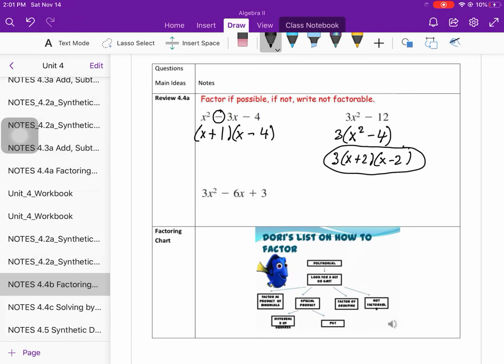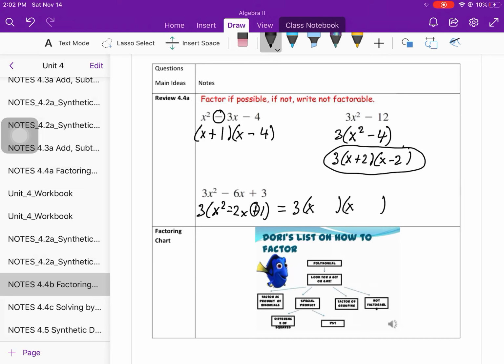And then this one's kind of a combination. Look at all the terms, look for the GCF first, and we notice we can take out a 3. We get x squared minus 2x plus 1. And we can factor that down again to two sets of parentheses. So signs are the same, x and x.